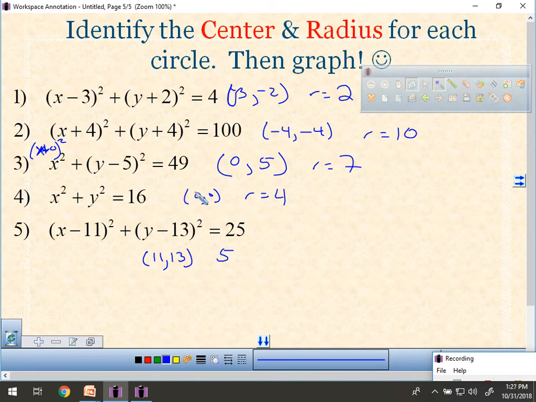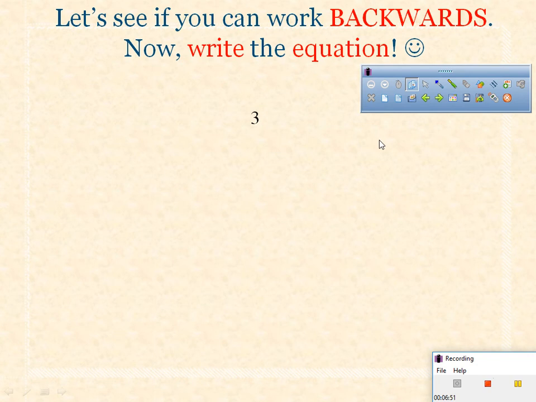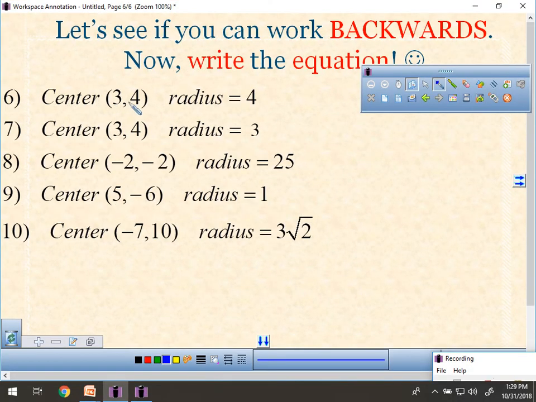Now, let's go backwards. Could you write the equation if I gave you the center and the radius? So let's do that together now. All right, so take a look at number 6. Let's do number 6 together. So notice I tell you the center is at 3, 4, but remember you've got to think opposite. So what? x minus 3 and y minus 4 squared.